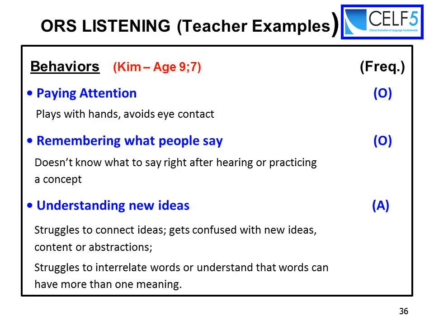So let's take a look at this first, Kim's ORS. The things in blue are some of the items on the test. Here are some of the things Kim had trouble with. Paying attention, that is often, the A is always, plays with hands, doesn't know what to say, struggles to connect ideas. Look at this, struggles to interrelate words.